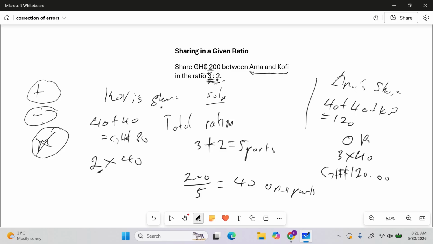Because Kofi's ratio is 2. So 2 times 40 is going to give us what? It's going to give us 80. So I have 80 Ghana cedis. Have you seen it? So let's add it and see.